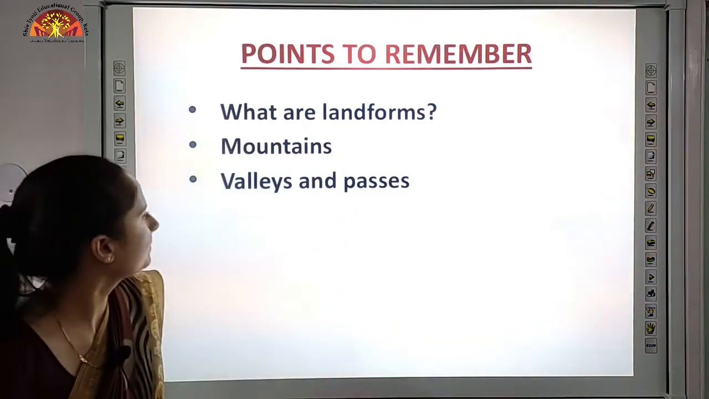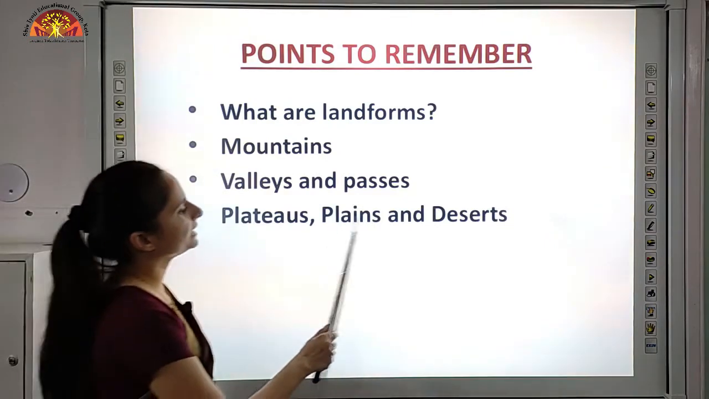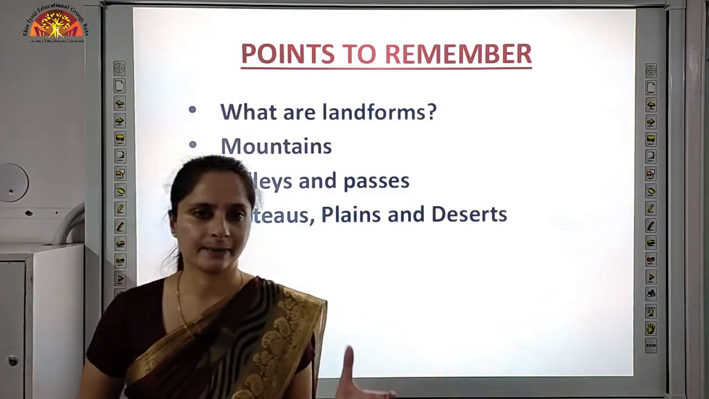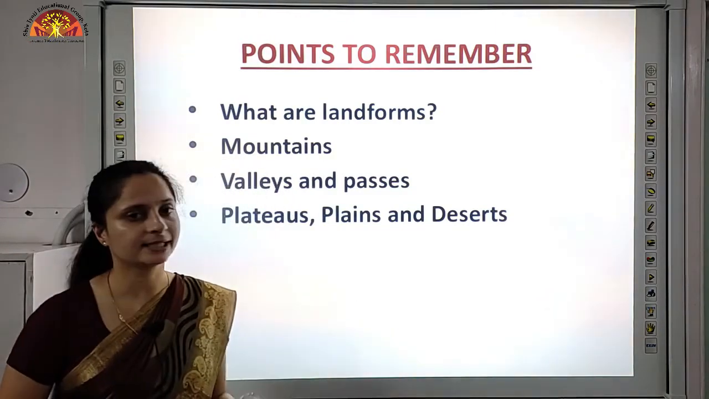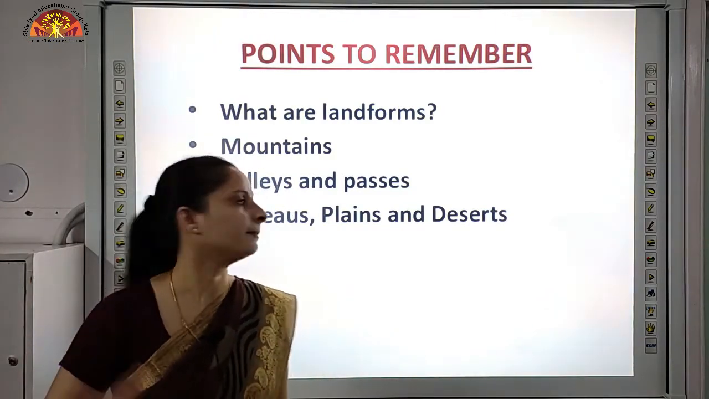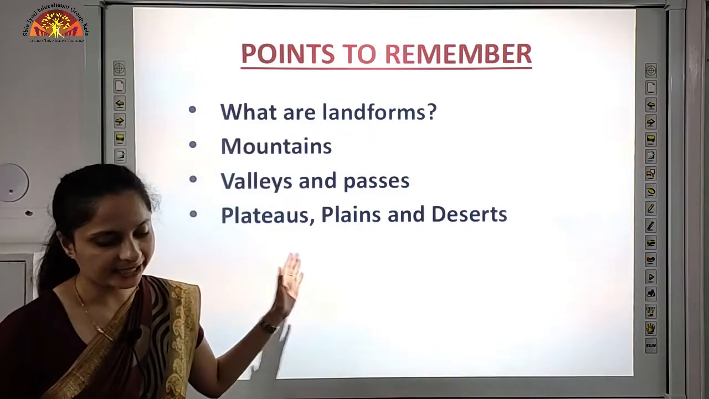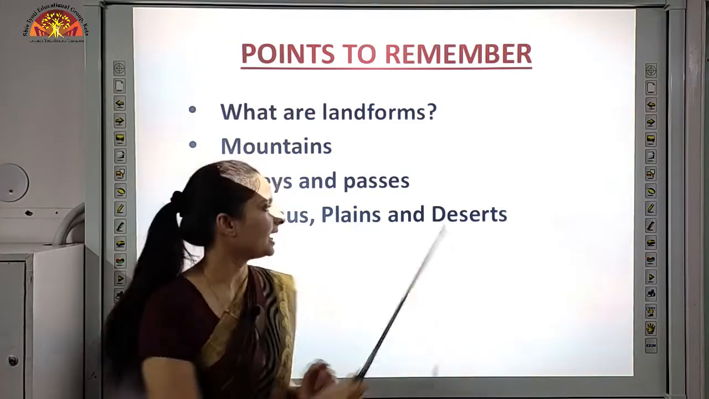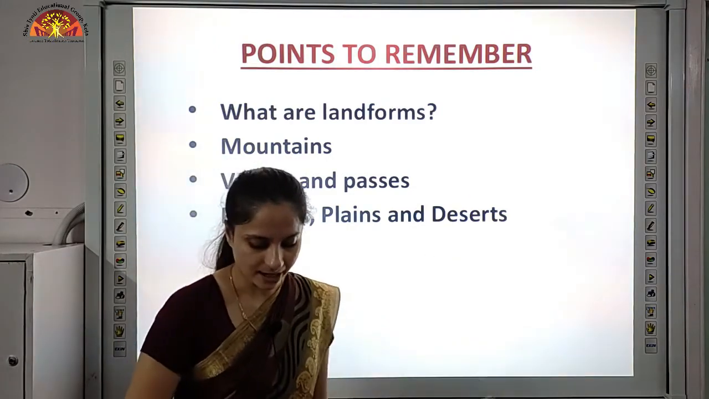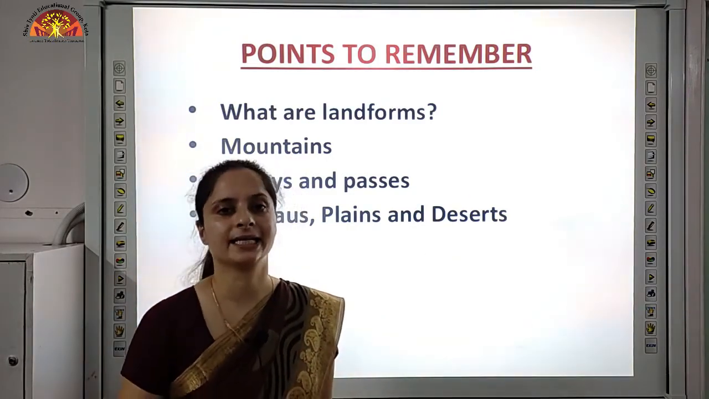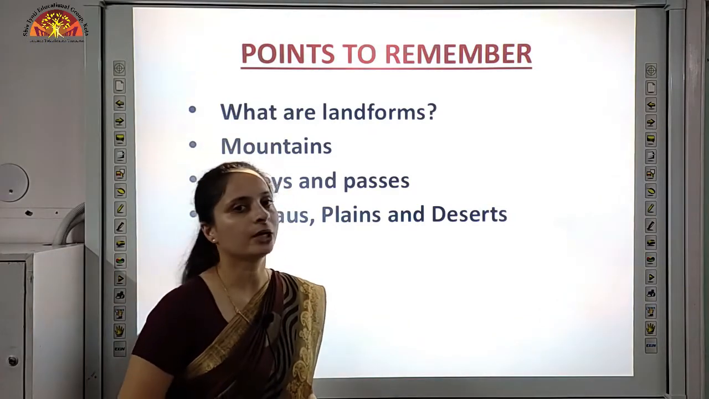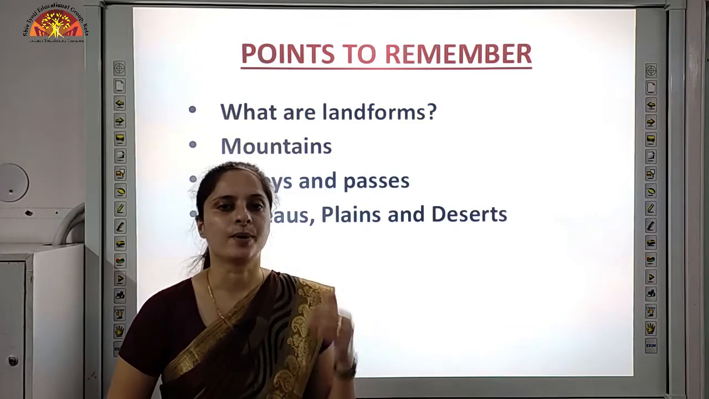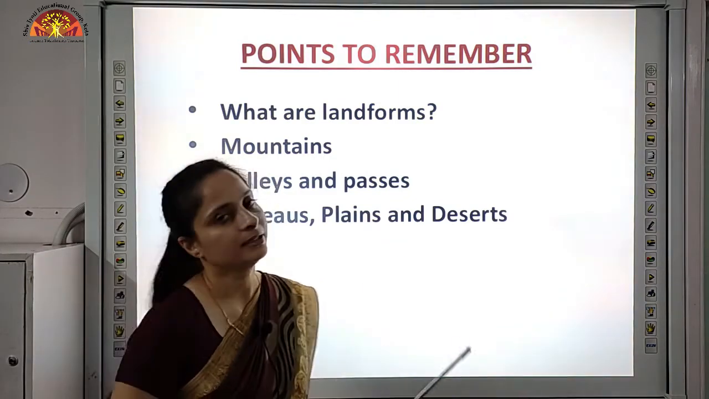Then we discussed plateaus, plains and deserts. A plateau is a flat table land that rises a little bit higher above the ground. Plains are flat lands with gentle slopes, and deserts are extremely dry areas of land where you will not find any vegetation and it rains very little in the desert regions.